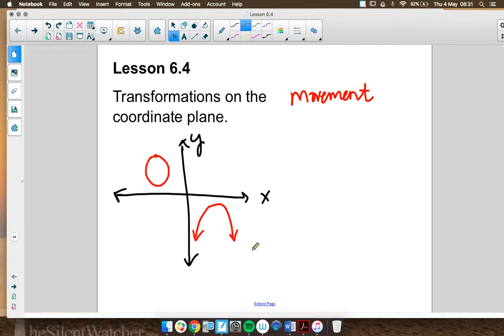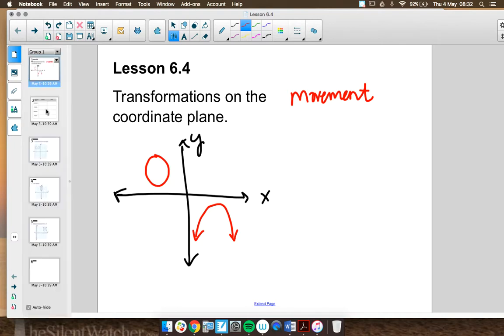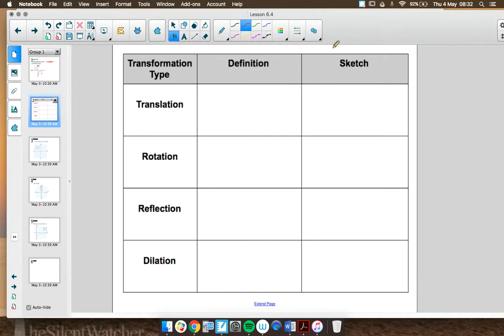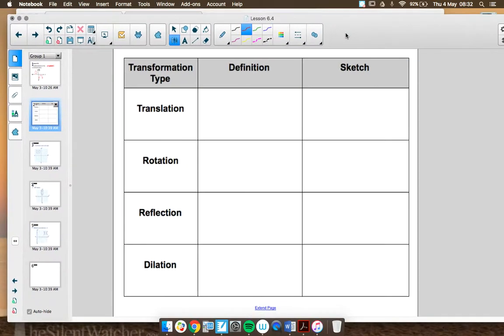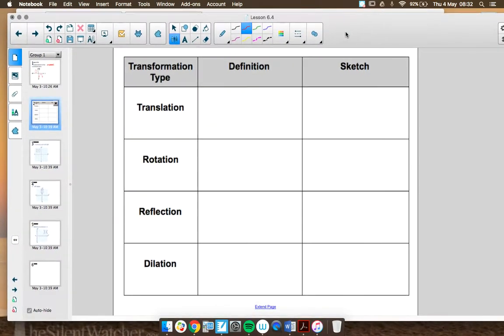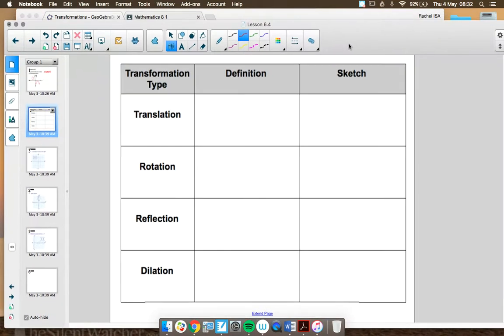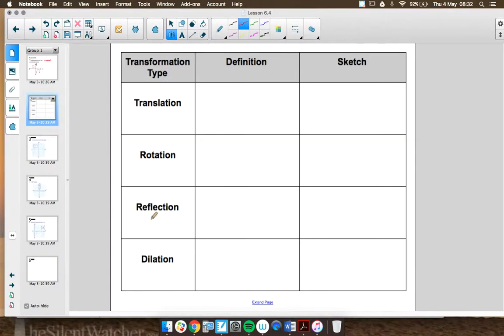Okay, so today we're going to look at a bunch of different shapes and moving those around, and then eventually you'll be learning about moving different functions around on the coordinate plane. So in your packet that the sub gave you, there on the first page, you have this table. So what we're going to do is we're going to talk through the 4 different types of transformations that are possible in mathematics. So we're going to talk about these 4 different types, and then we're going to do a little quick sketch of them.